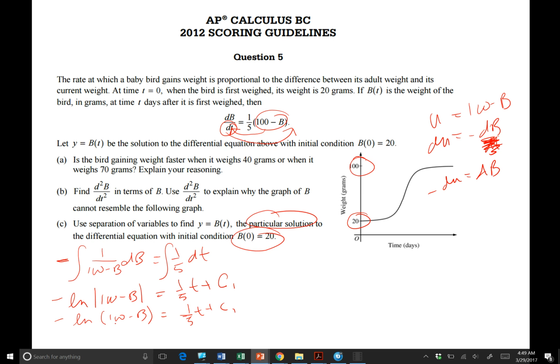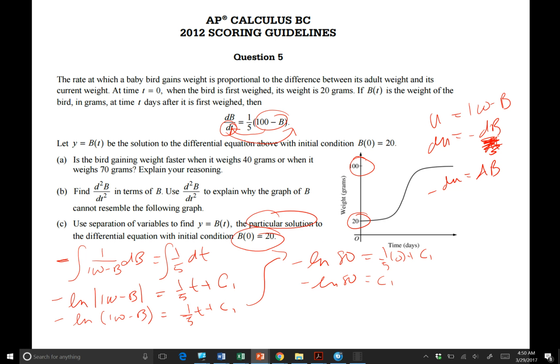Then at this point, I'm going to choose to go ahead and use my initial condition. I got a point for my antiderivatives and a point for my plus c. But now I'm going to plug that initial condition in to get my fourth point. So I'm going to put in 20 for the b. So I'd have negative natural log of 100 minus 20, which is 80, equals 1/5 times 0 plus c sub 1. So c is just going to be the negative natural log of 80.